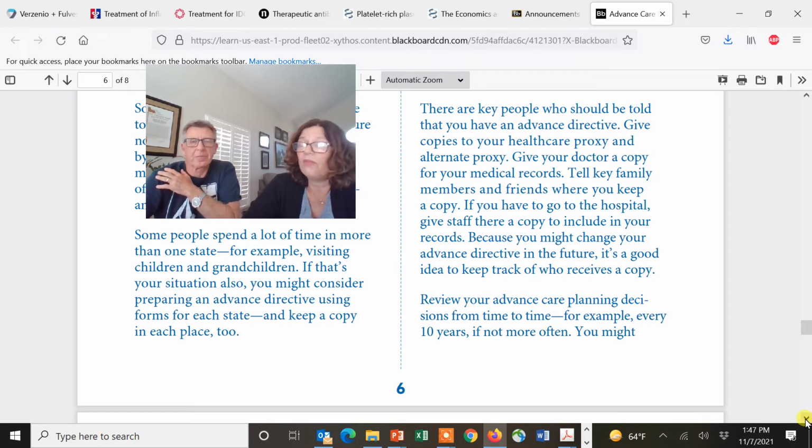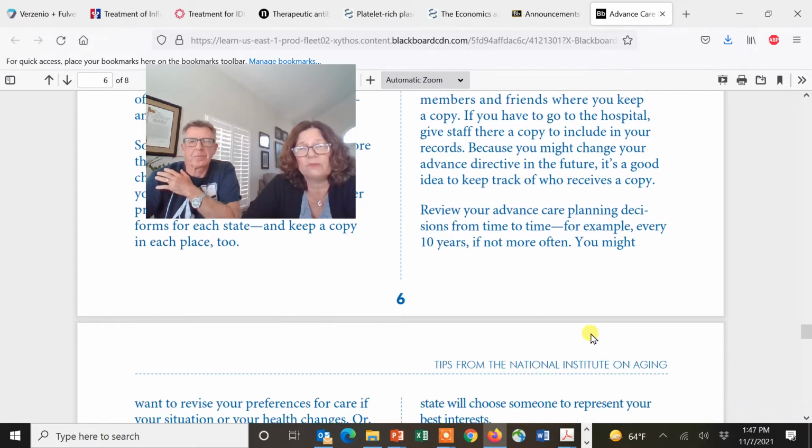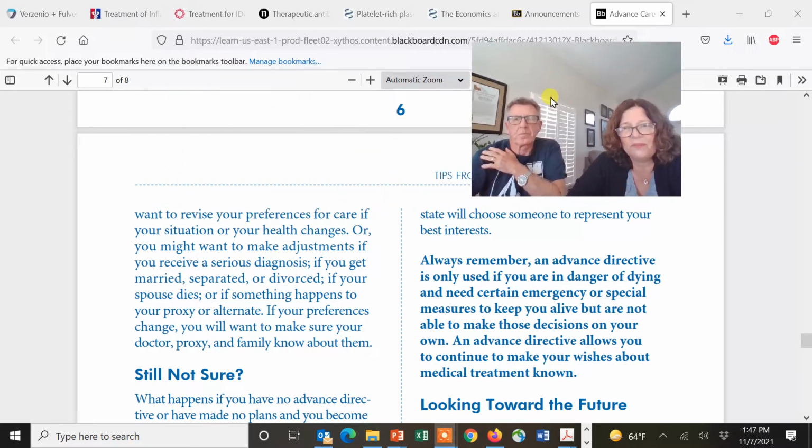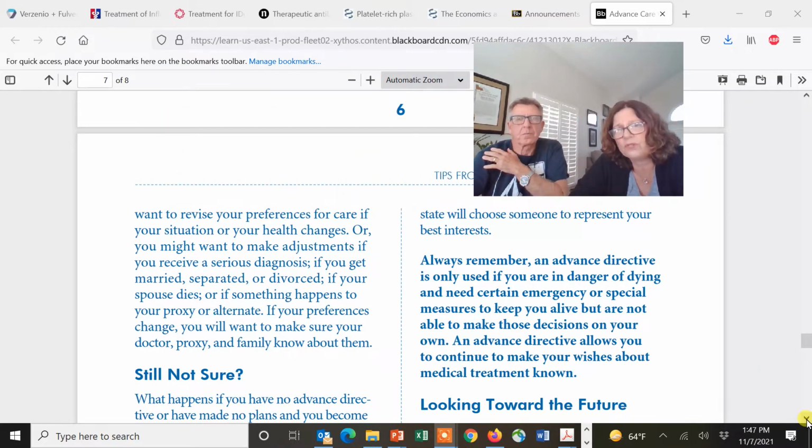And the other thing you need to do is revisit these documents from time to time. So every 5 to 10 years, depending on how many changes you have in your life. If you get married, if you get divorced, if you have a falling out with family members that maybe used to be your healthcare decision maker, but you don't want them to make decisions for you anymore.